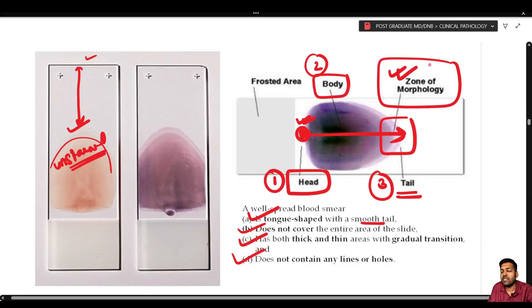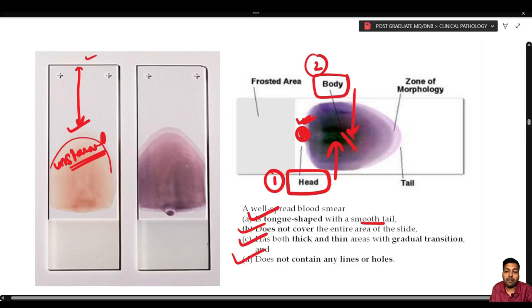So the first year residents, usually you people make a lot of mistakes. You directly go and you focus in these areas. So this is completely wrong. You should focus completely at the tail end. You should be very aware what is the head, what is the body, what is the tail area. So this is very, very important for your exam purpose.